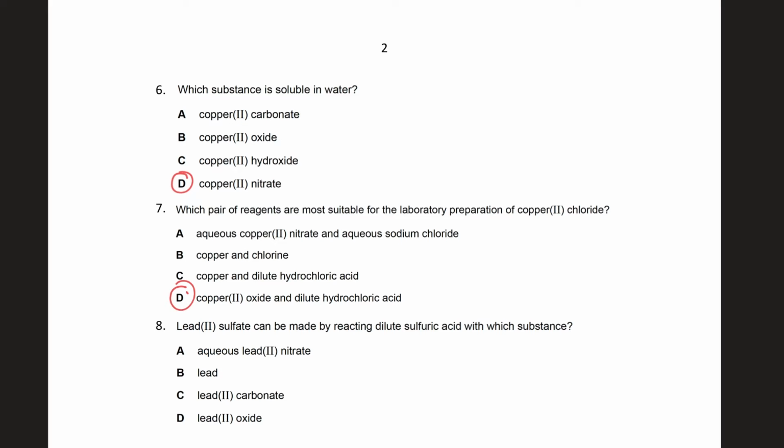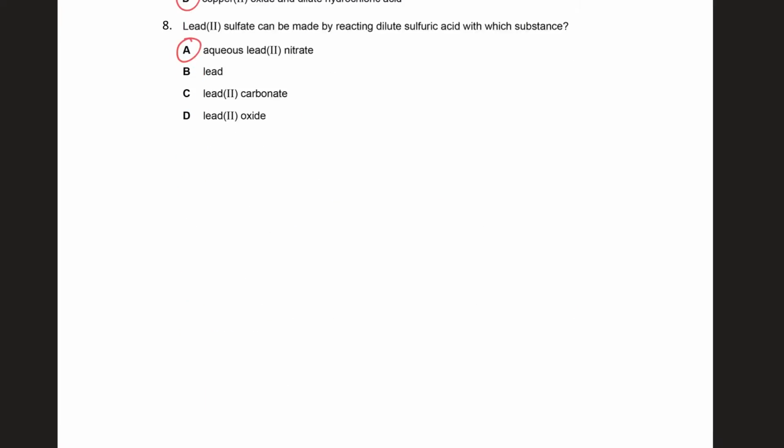Lead 2 sulfate, which, as you might remember, is insoluble, can be made by reacting dilute sulfuric acid with another substance. Okay, let's see. We want to make an insoluble salt, so we should use the precipitation technique, and for that we need a soluble salt to react. And the soluble one in this list is nitrate. All nitrates are soluble, so our answer is going to be A. Moving on.